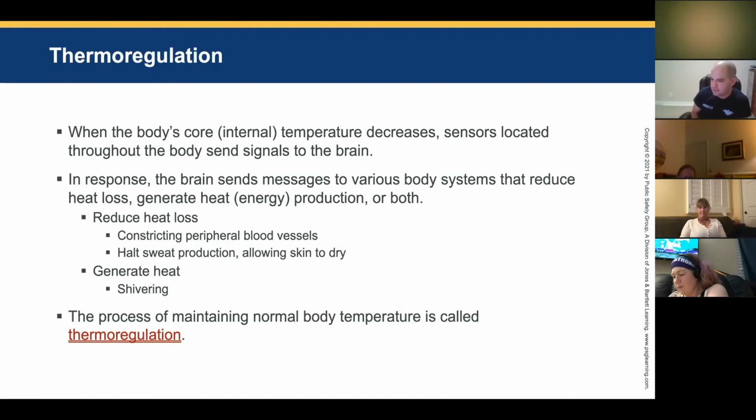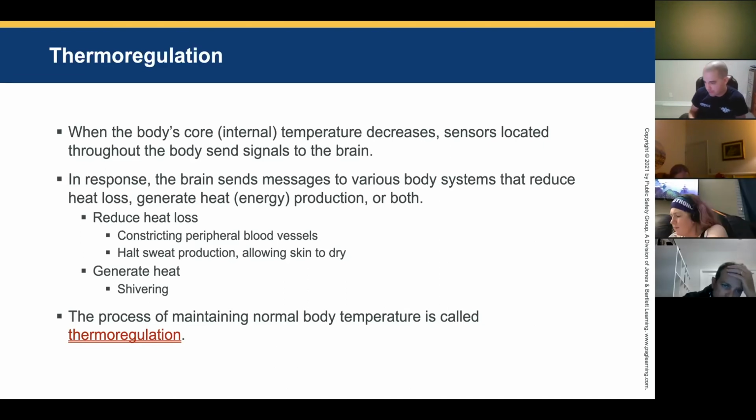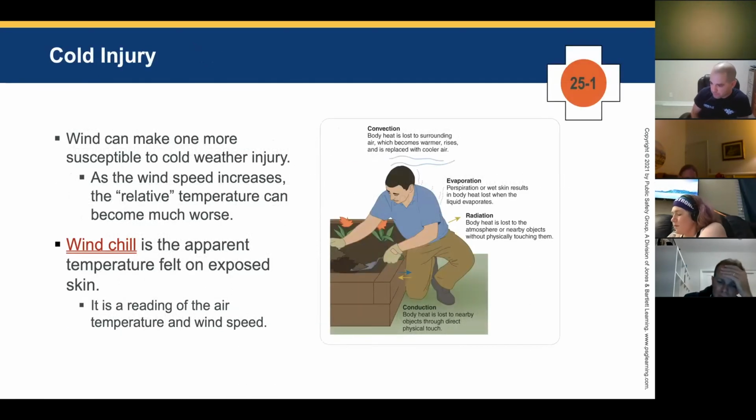The something that it does is it does one of 2 things. Either we're going to tell the body that we need to reduce heat loss, or we're going to tell the body that we need to generate heat. So to reduce heat loss, that's where we have constriction of peripheral blood vessels and where we stop sweating, which allows the skin to dry. Or we can generate heat, and that's where shivering comes into play.